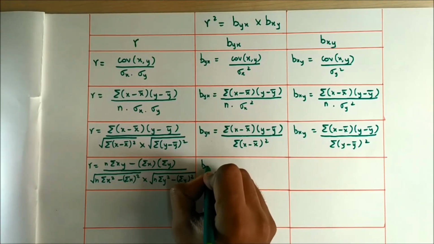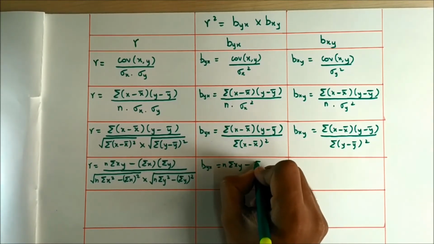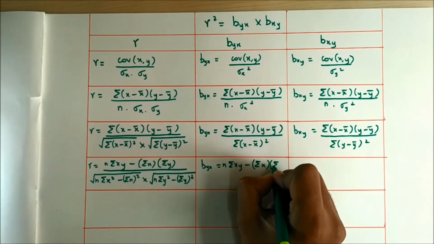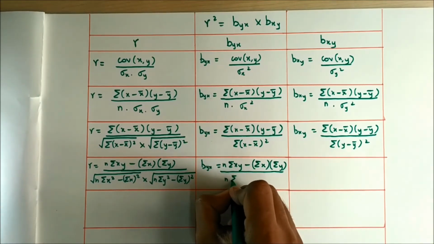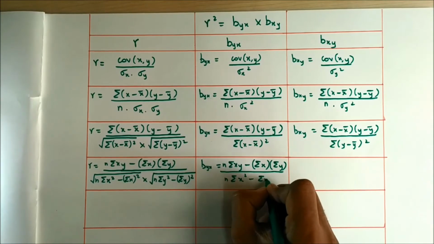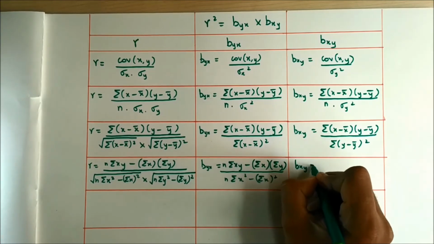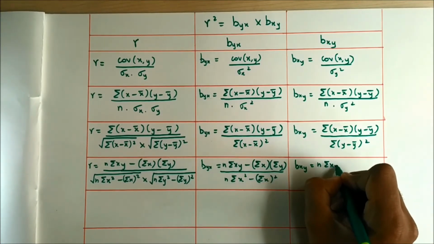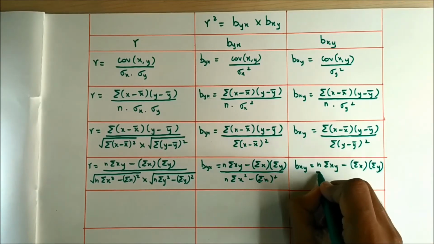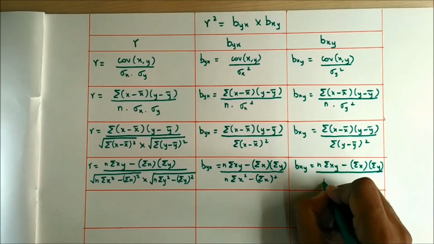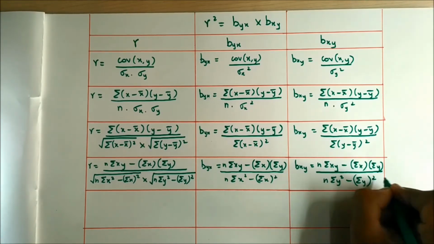And the same process could be followed for the last formula. The numerator again remains the same. You see the numerator is the same as r, correct? And in the denominator you will just have the x term without the square root, so it is n summation x square minus summation x the whole square. And for bxy again the same story, so the numerator remains the same, that is n summation xy minus summation x into summation y, and in the denominator you have to write the y term without the square root, so it is n summation y square minus summation of y the whole square.